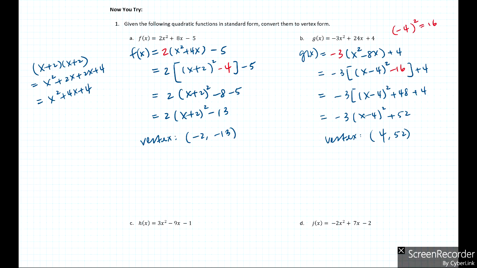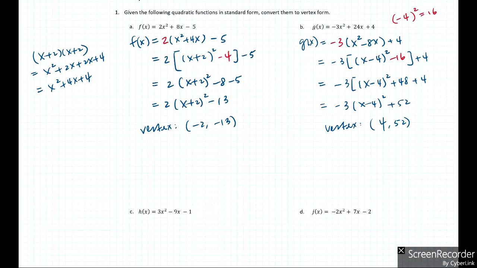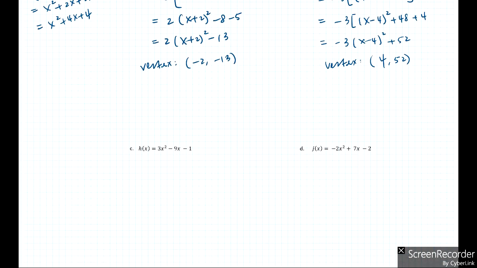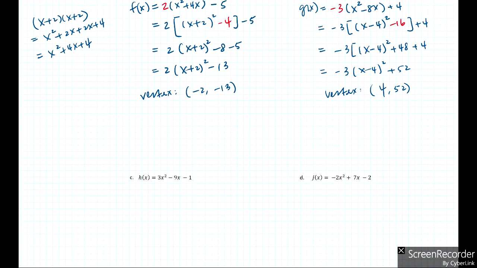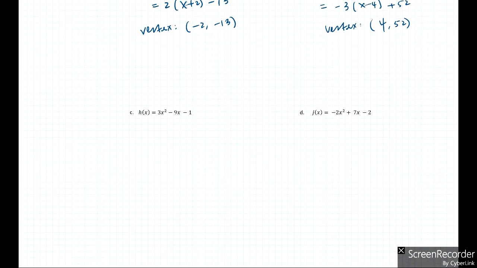And if you think these are all good, you can continue moving on to part C and D. In part C, we are doing the same process as before. The leading coefficient is 3, so we're going to go ahead and factor that out. So h of x is equal to 3 times x squared minus 3x. Again, we just leave the minus 1 out.